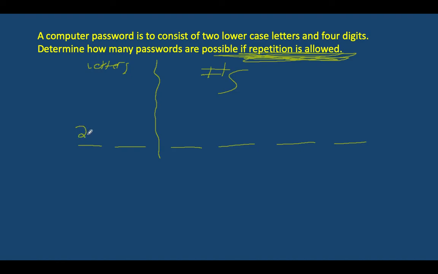So again, you have 26 letters and you have 2 of these, so you have 26 and 26 possible options. Then you have 4 digits. So again, there's 10 digits, 0 through 9. So this is almost the same as the last problem. So you do 26 times 26 times 10 times 10 times 10 times 10 equals 676. Oh, nope. Equals 6,760,000 passwords.